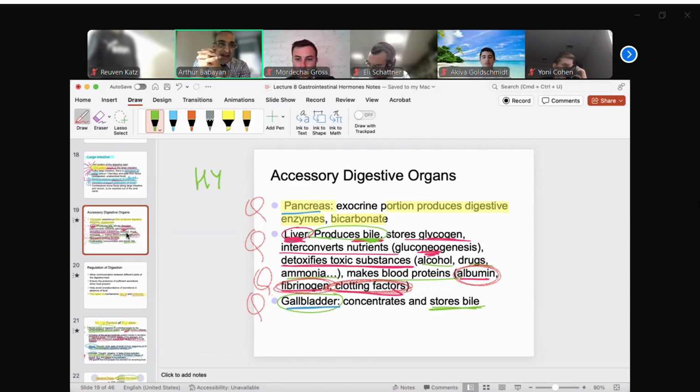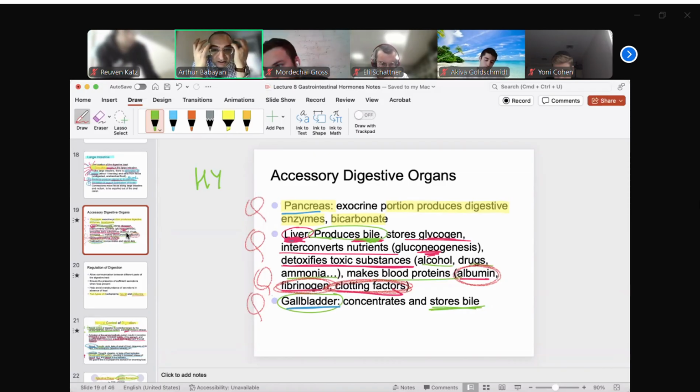Usually the liver does detoxification. That is your body's laboratory. Which one will be the detoxification? Detoxification of drugs, alcohol, ammonia. The liver also makes proteins such as albumin, fibrinogen, and clotting factors. One more time: the liver makes albumin, fibrinogen, and clotting factors.